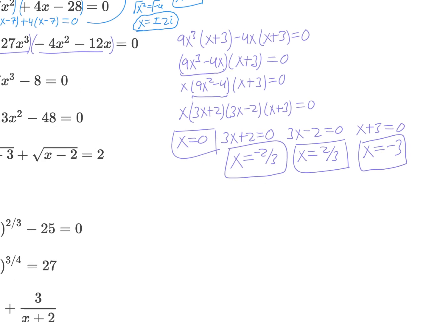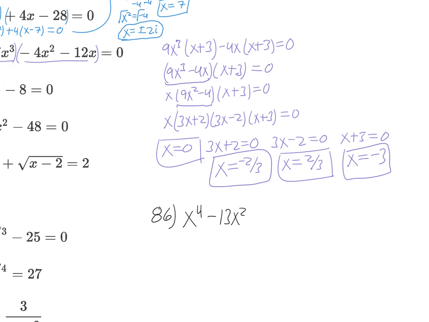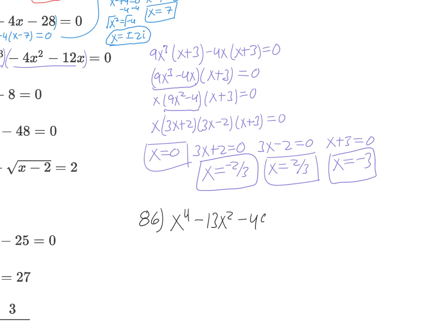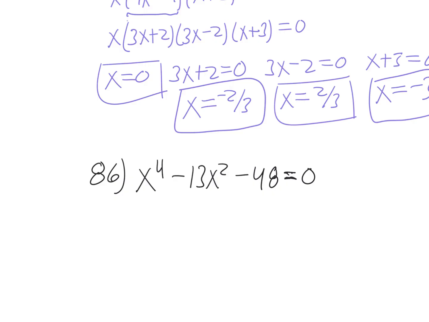All right, now I'm going to write 86. I'm just going to rewrite the problem over here just because I'm running a little low on space. All right, so 86 was x to the 4th minus 13x squared minus 48 equals 0. All right, so now we can do a substitution here, or you can recognize that the middle variable has an exponent that is half of the biggest one. All right, so then we can just factor it like normal, right? Factors of negative 48 that add to negative 13 are a negative 16 and a positive 3. So instead of x minus 16 and x minus 3, or I'm sorry, x plus 3, it would be an x squared minus 16 and x squared plus 3.